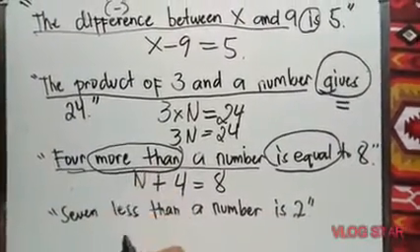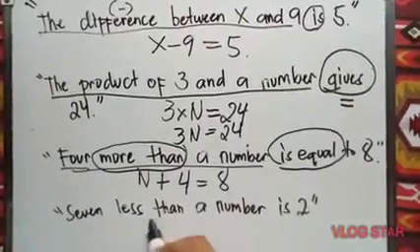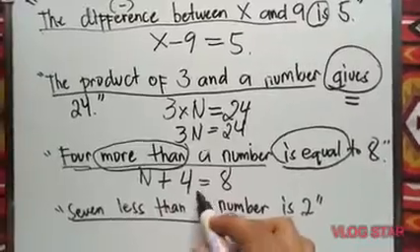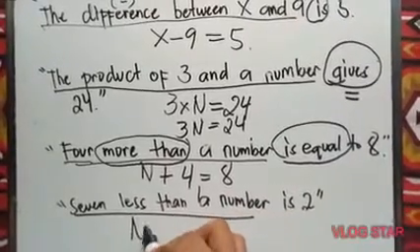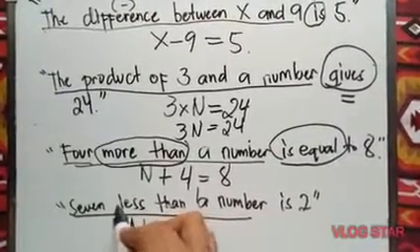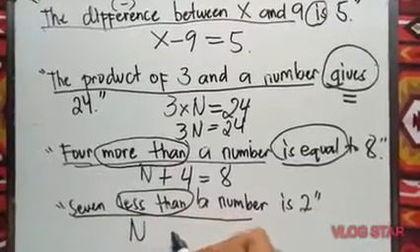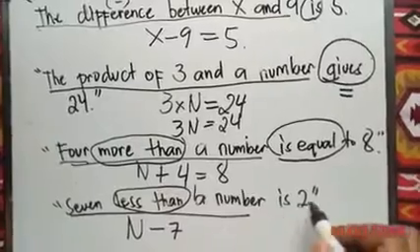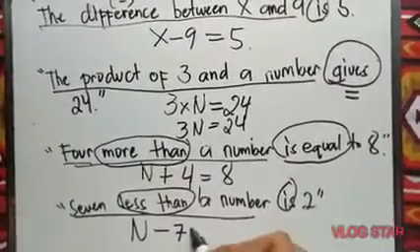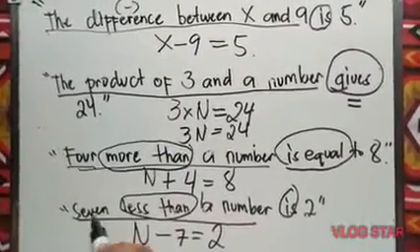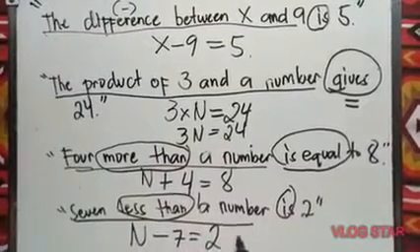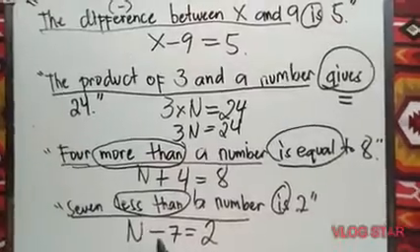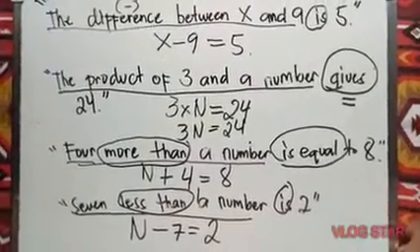Then, 7 less than a number is 2. First we start with a number, let's say that is n. Less than means subtraction, 7. Is means equal, then 2. So 7 less than a number is 2 can be written as n minus 7 is equal to 2.